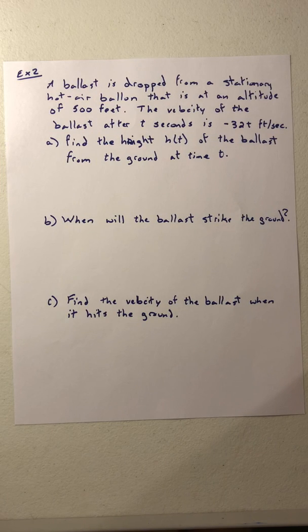The velocity of the ballast after t seconds is negative 32t. That hopefully should ring a bell from when we were doing derivatives and we were finding the velocity of things falling off of a building. Remember the hammer or the coin problem? We found that it was falling at a velocity of negative 32 feet per second. Likewise, we knew that the acceleration was negative 32 feet per second squared. So back to the problem, can we find the height of the ballast after any time t?